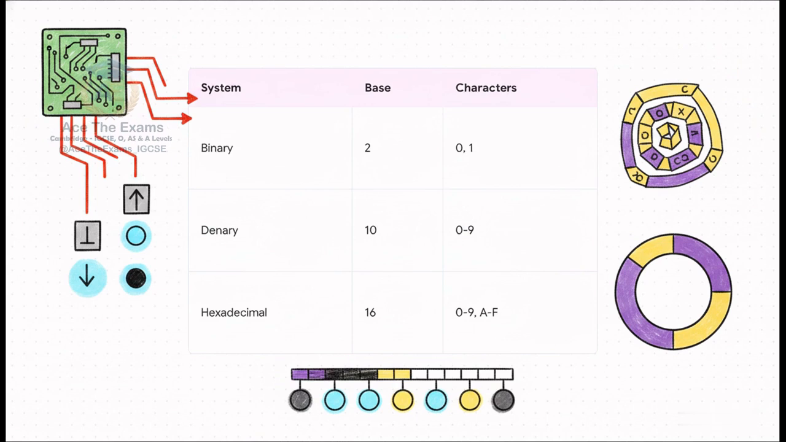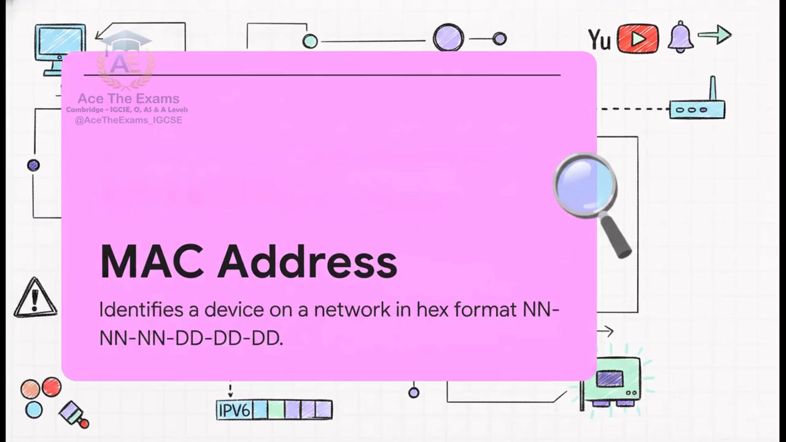To secure marks, you need to understand that dealing with long strings of ones and zeros is exhausting and error-prone for humans. Hexadecimal is a tool. It simplifies those unwieldy binary numbers into shorter, much more manageable codes for us humans to read and debug. A classic exam application of this is the MAC address. A media access control address identifies a device on a network through its network interface card, and it uses a hexadecimal format just like the one on screen.